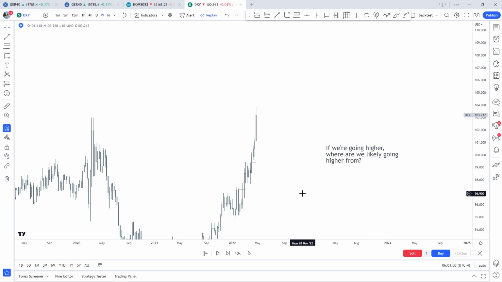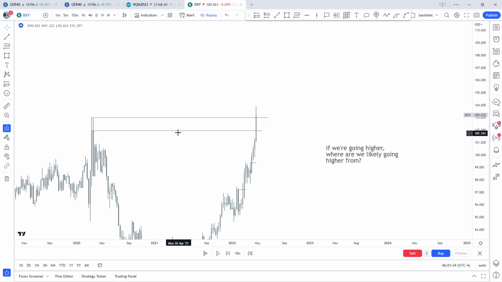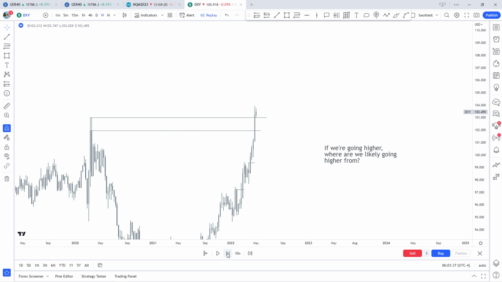Now, if we are going higher, where are we likely going higher from? Well, we have a new first line of defense, which is this high. If this is overlapping eventually with a fair value gap, this becomes our first line of defense. If it doesn't overlap with a fair value gap, this is our first line of defense. If price wants to continue higher, it will not break these two up candles right here. And ideally, if we do close above this high, we only retrace a little bit and then push higher.